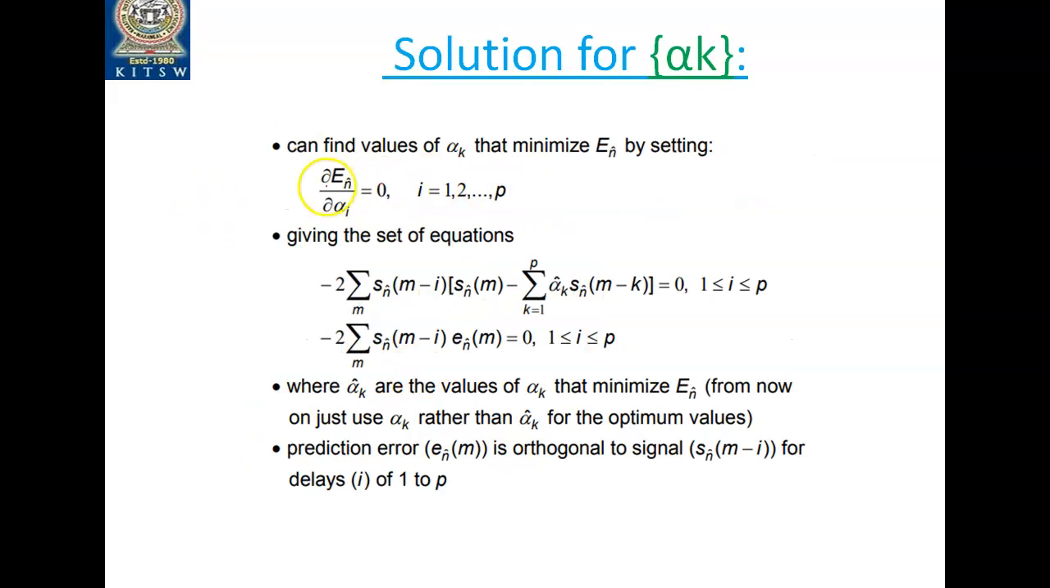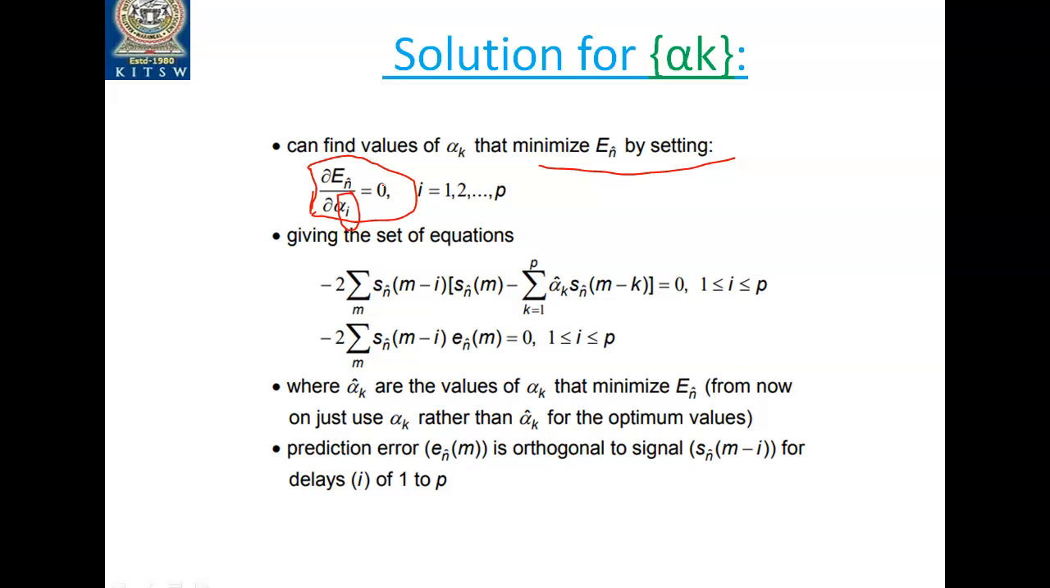Alright, when it comes to the solution, we have already computed the error, and we have also taken its energy. Now we can find the values of alpha k that minimize E_n by setting this relation: dou by dou alpha i of E_n equals 0, with respect to alpha i, which is a variable. We have already computed the energy of the error sequence. Now we take the first derivative with respect to alpha i, and when we equate that to 0, we will have the solution for the prediction coefficient.